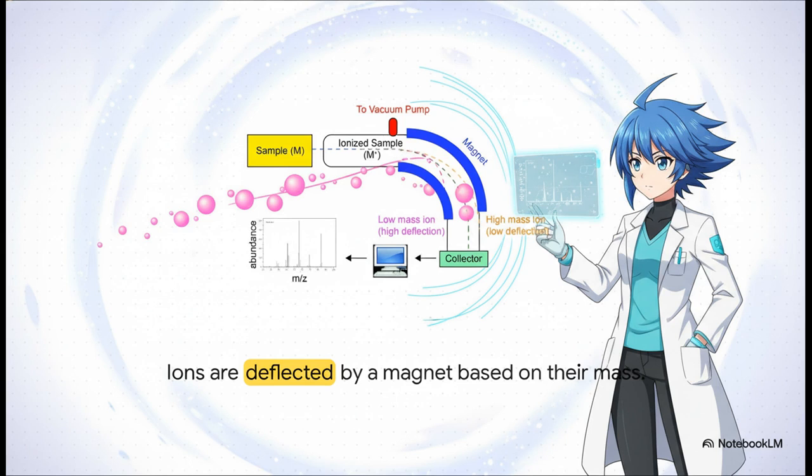Once our sample is ionized, it shoots through a curved tube surrounded by a massive, powerful magnet. And because the ions now have an electrical charge, the magnet actually bends their path. It's brilliantly simple when you think about it. A magnet will deflect a lighter ion much more aggressively than a heavier one. Notice how the lighter path bends super sharply, while the heavier path barely curves at all. By measuring exactly where they land at the end, we can calculate their exact mass.